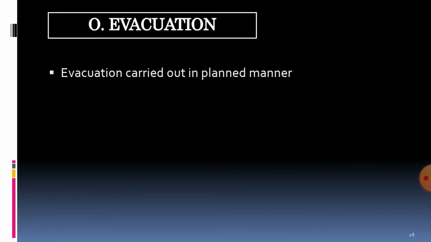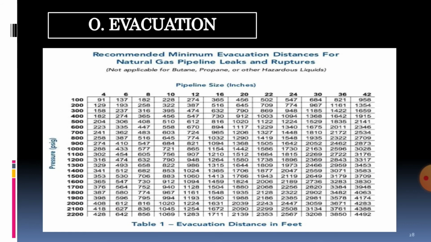If any accident occurs, evacuation of the personnel should be carried out in a planned manner. Evacuation should be carried out perpendicular to the wind or in the opposite direction to the wind. Suppose a pipeline is flowing and any leakage occurs, the natural gas flows in the direction of the wind and accumulates there, so the evacuation should be perpendicular or opposite to the wind.